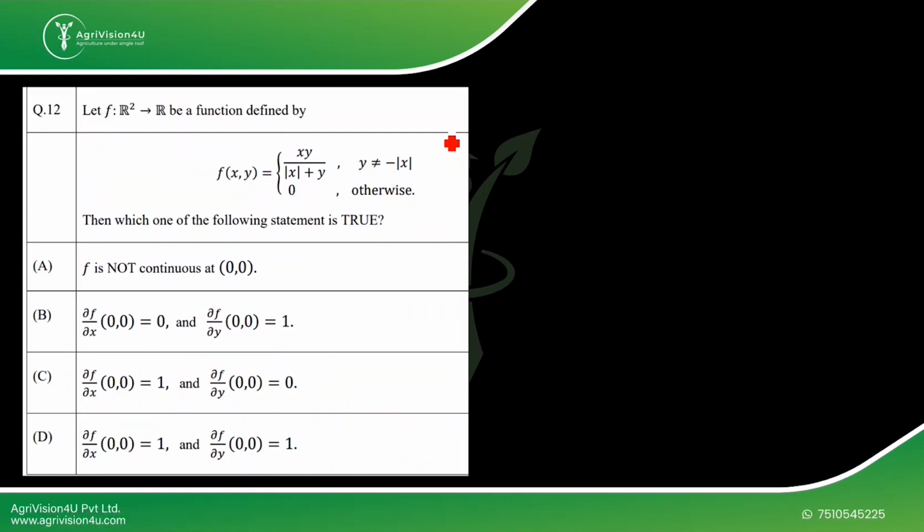Now this is the second question. Let's read the question. Let f from R square to R be the function defined by the function that is given to us. Now we have to see which of the following statements is true.